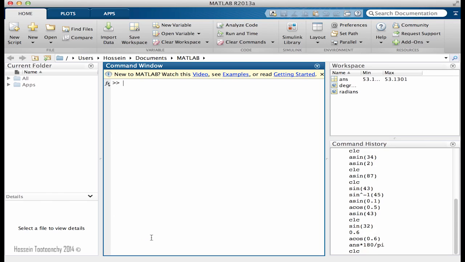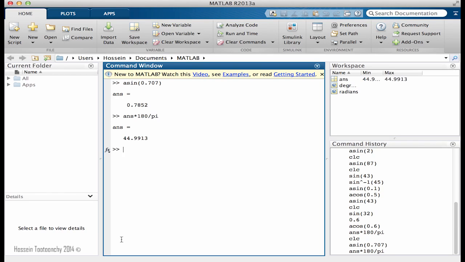Let's do an example. If I say a sine of 0.707, okay, so the a sine is going to be this number. Now, if I convert the answer, multiplied by 180 divided by pi, as you can see, it's near 45 degrees, because I couldn't make this one a complete number, but I wanted to find the 45.